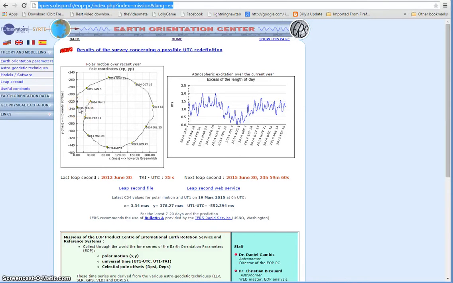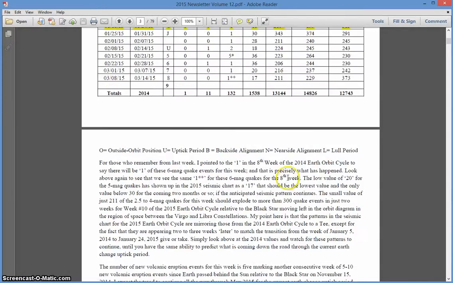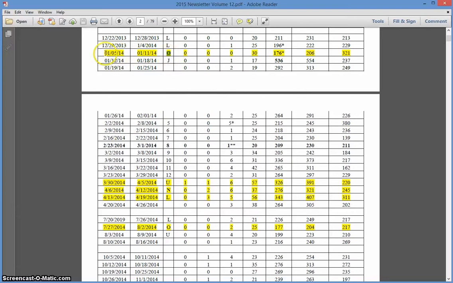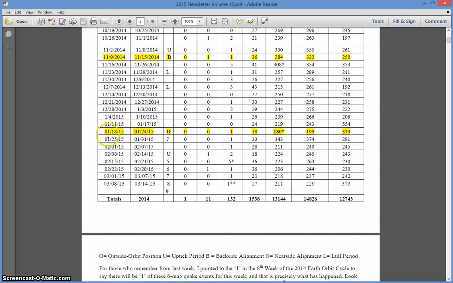The trailing for 2 weeks is the same 2 weeks that you see in the seismic chart. The same difference that you see. Look at the O here. See how it started in January the 5th? Now look at the O for this year. January the 18th through the 24th.